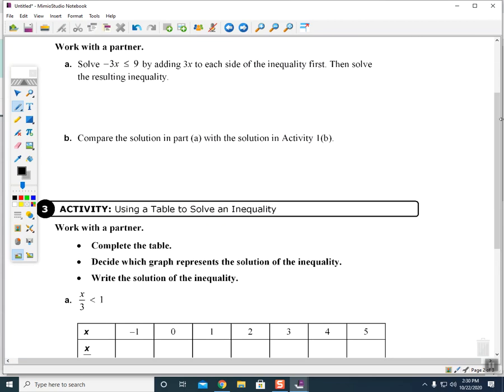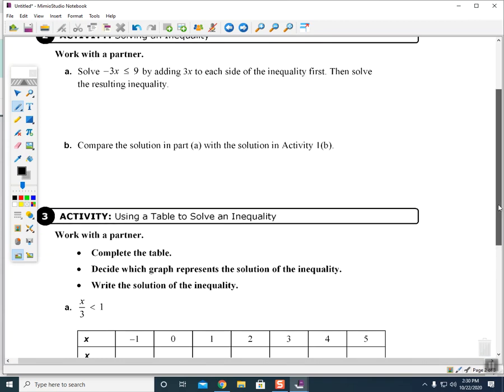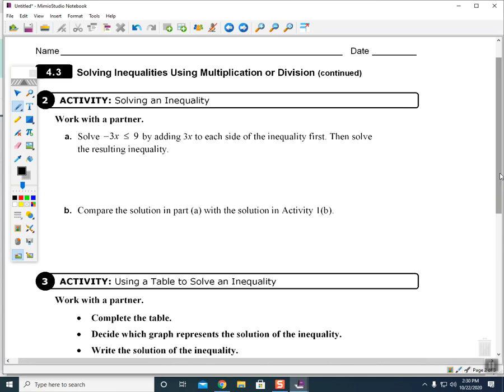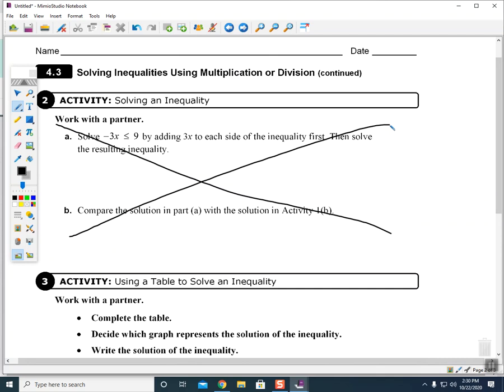Now it's asking us to solve negative 3x is less than or equal to 9 by adding 3. You know what? We're going to skip this. Don't do this one. We're going to skip that for now.